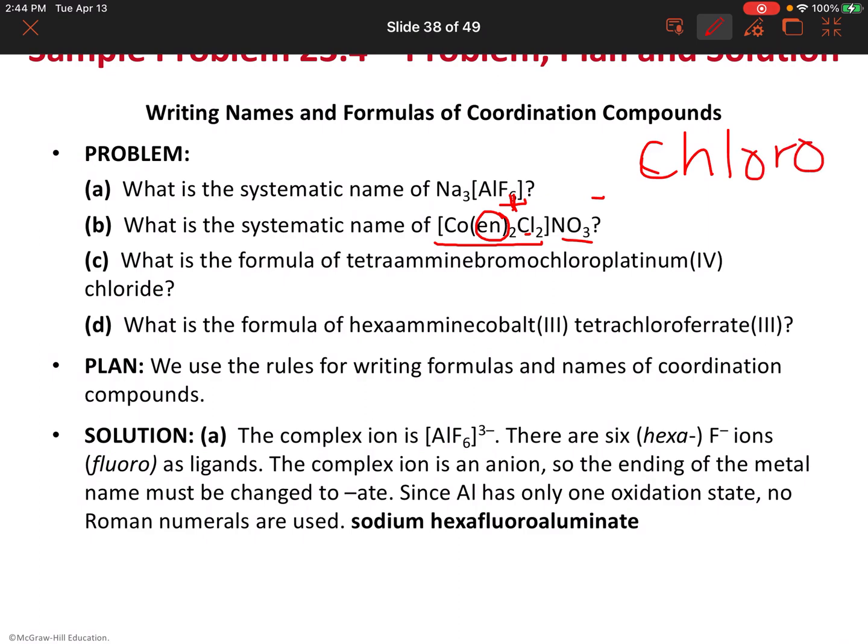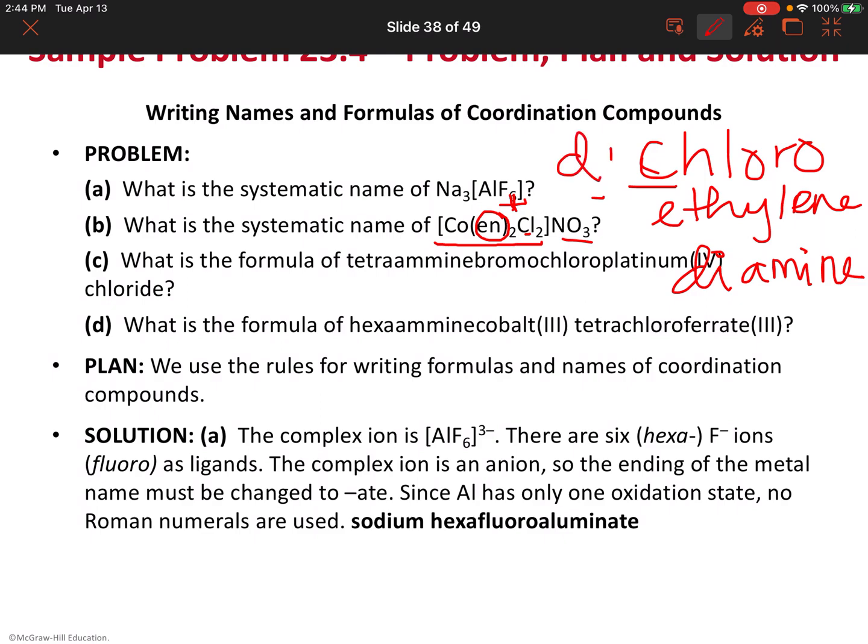We have a chloro group and we have ethylenediamine. So which one should go first? In alphabetical order, C goes first, then E. So chloro comes first, right? And then how many chloro groups are there? 2 chloro groups. So if there are 2, we call it dichloro.